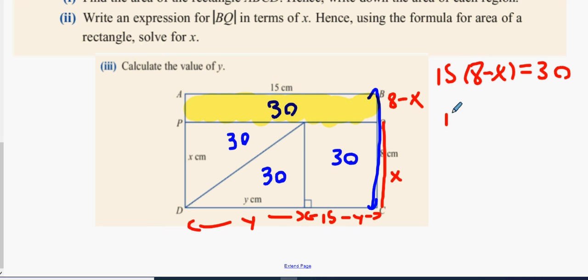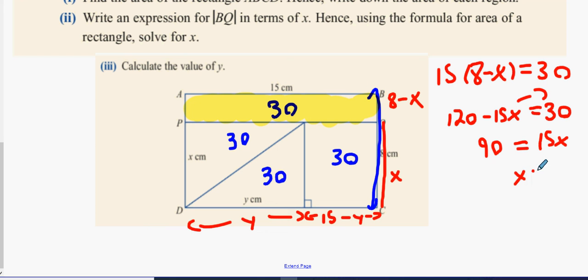So what's that? I think that's 130. Oh wait, that's 15 multiplied by 8, sorry, 120. Minus 15x equals 30. 15x equals 120 take away 30, so 90. x equals 6. Happy days. That makes that 2 and this one 6.